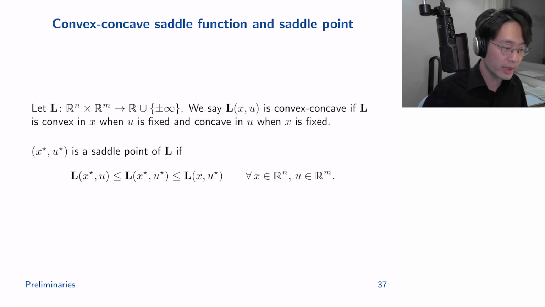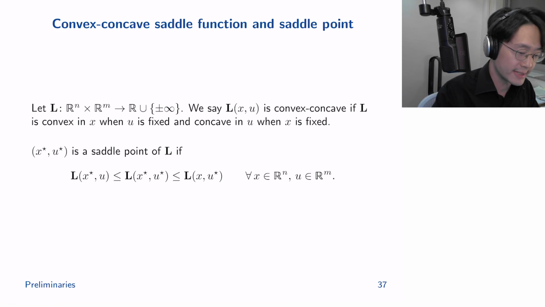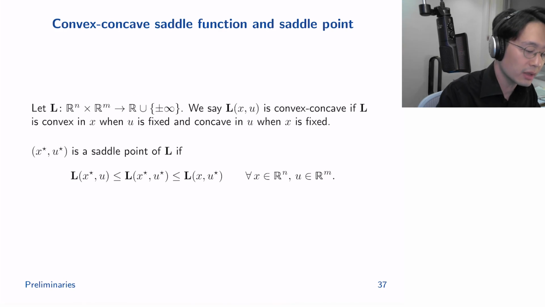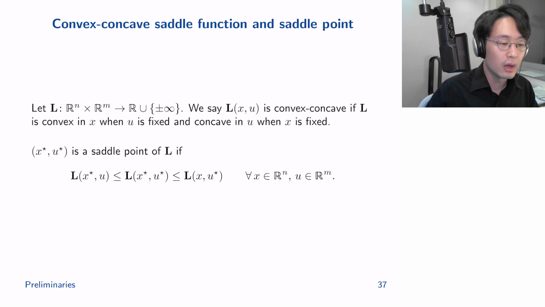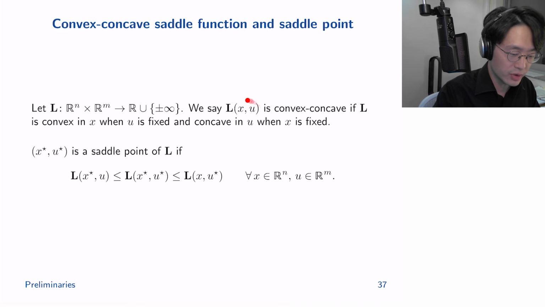Okay, let's talk about convex-concave saddle functions and a saddle point. Let L, which takes in as input x and u, take in a length n vector and a length m vector. So x is length n, u is length m. The two variables x and u don't have to be of the same length. And we let L output a real valued scalar or plus or minus infinity. We say the saddle function L of x comma u is convex-concave if L is convex in the first variable x while the u variable is fixed, and it is concave in u when x is fixed.